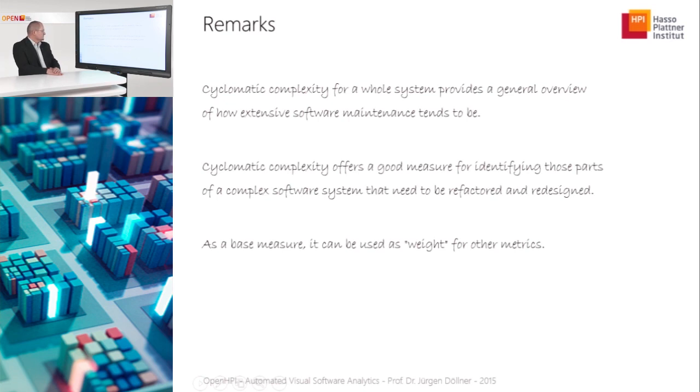As a base measure, it can also be used as a kind of weight for other metrics. For example, if you use as another metric the risk, the likelihood of risks, you can correlate the likelihood of risks with cyclomatic complexity to find out hotspots that are risky and need to be redesigned and refactored as soon as possible.